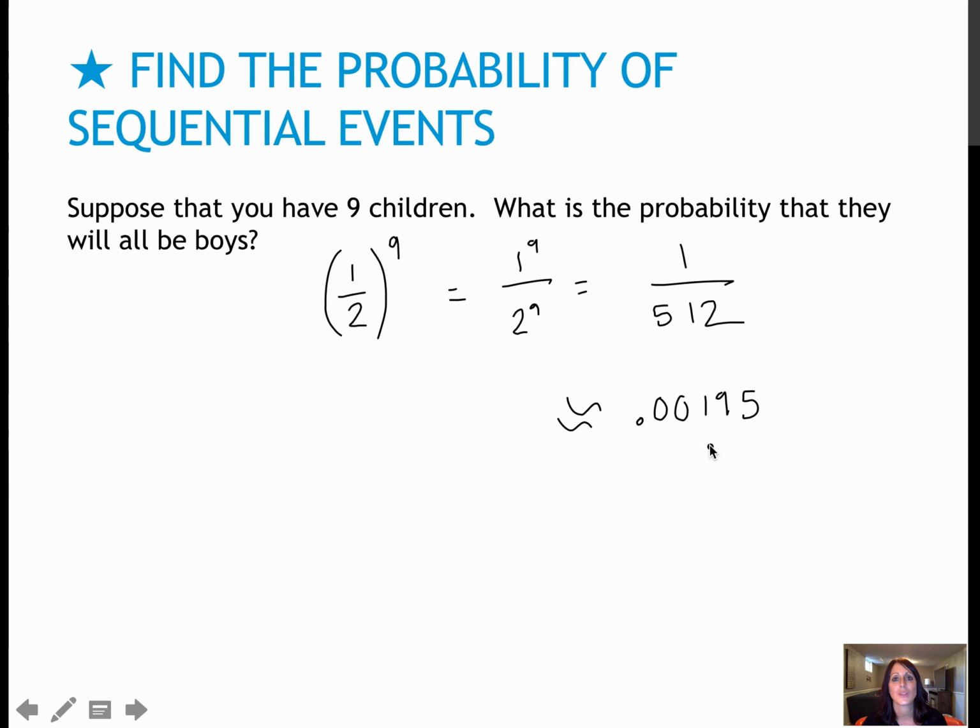And yet the reason I chose this question is because I don't have 9 children, but I do have 9 nephews, all boys. So the possibility or the probability of that happening is less than 1%.